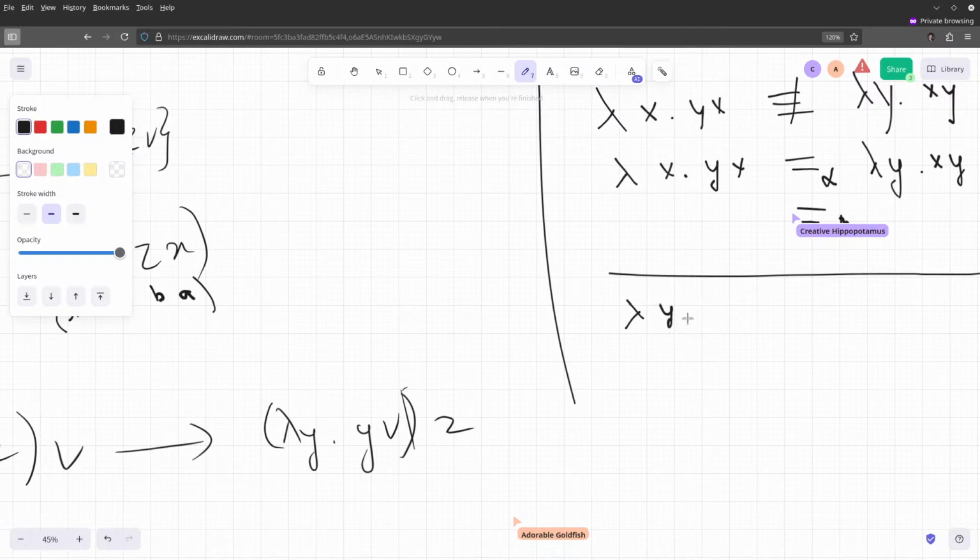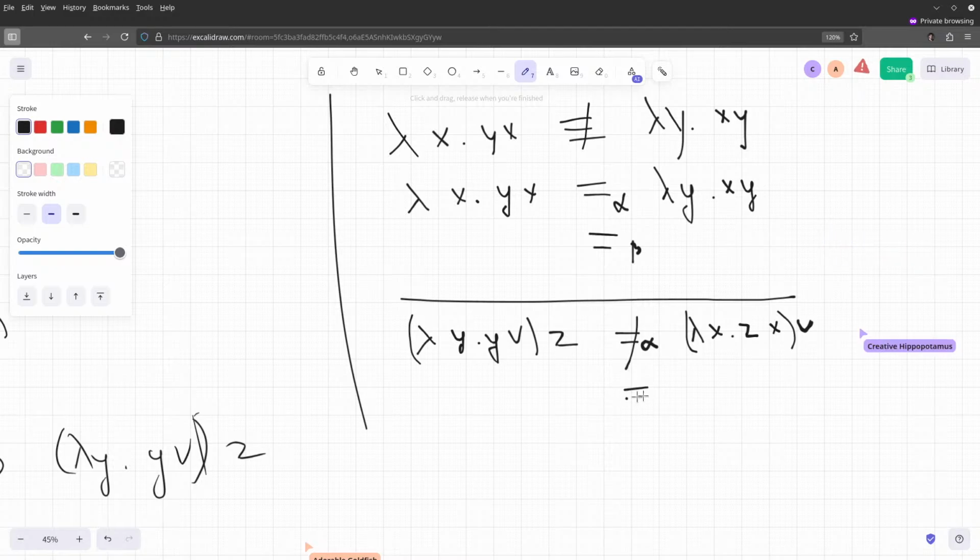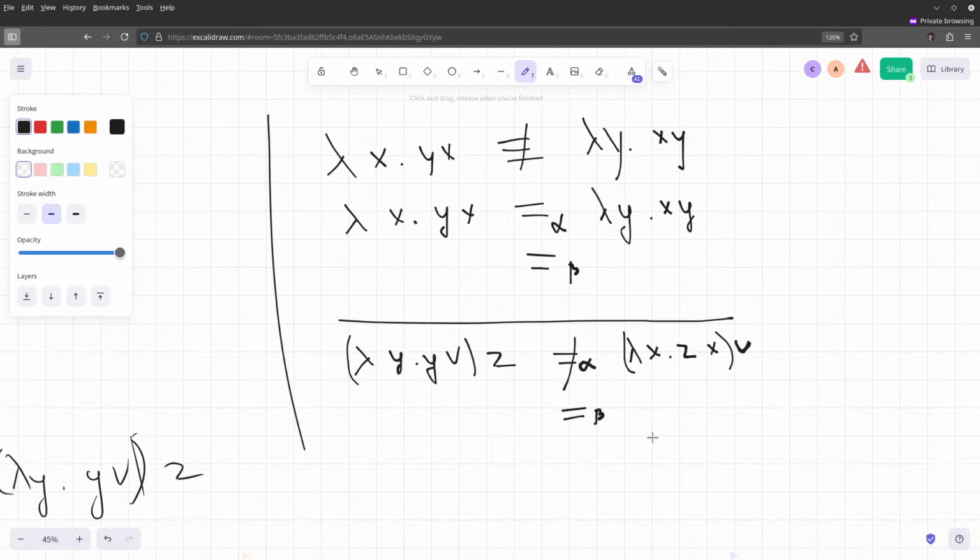We have yv and z, and also we have a lambda x, zx, and v. They are not alpha equivalent, but when we reduce them, they are equivalent. Am I right? Am I on the right track? Yes, so they're beta equivalent.